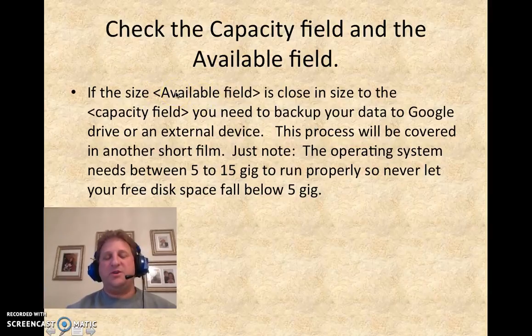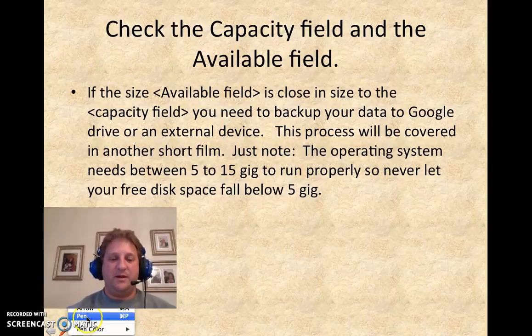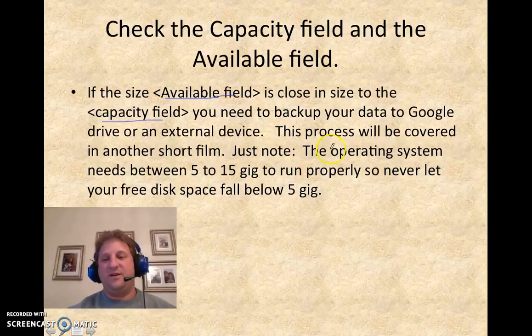So what you need to concern yourself with is basically what I was talking to you about: the available field and the capacity field. When the available field and the capacity field are equal, guess what? You're out of data. But even before you're out of data, you need to know that the operating system, and it varies depending on the operating system you're using, needs between 5 and 15 gig to function properly. Never let the free space, which is your available field, fall below 5 gigs. If it falls below 5 gigs and you try to restart your machine, it may not restart for you.